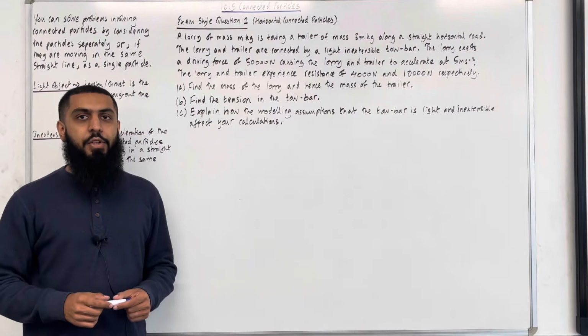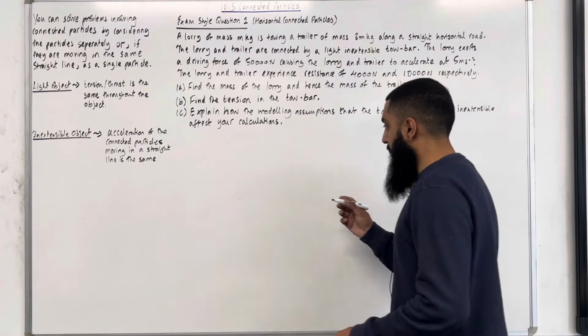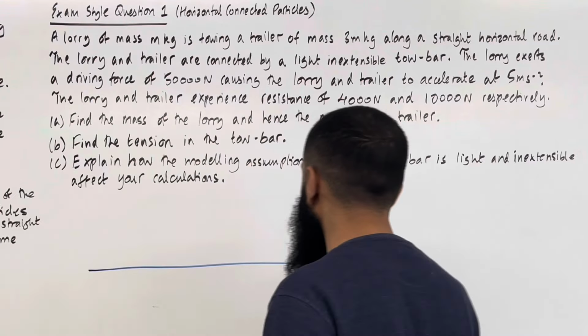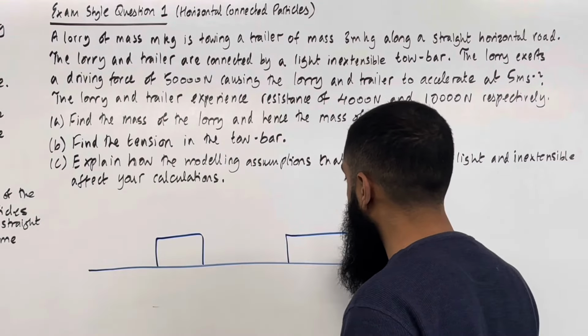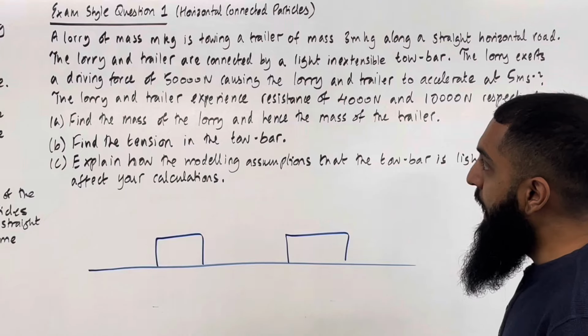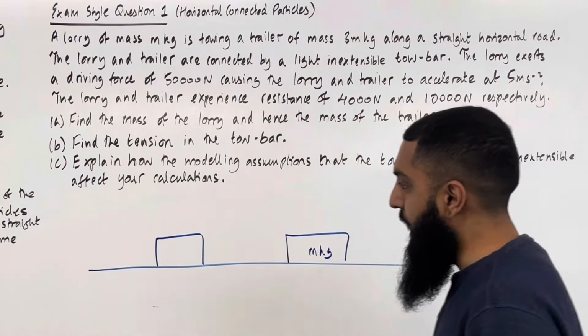I'm going to start by drawing a force diagram. Here is my force diagram. So I've got a horizontal surface, I've got a trailer, and I've got a lorry. The mass of the lorry is m kg and the mass of the trailer is 3m kg.